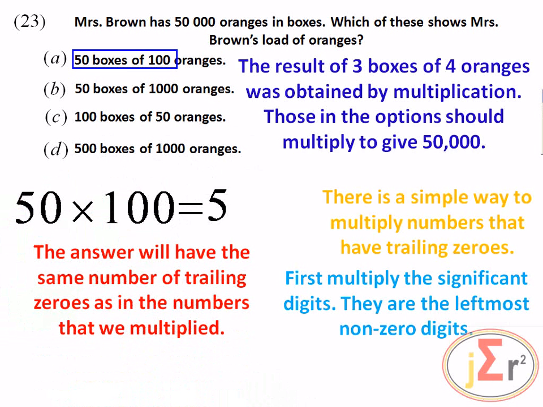The answer will have the same number of trailing zeros as in the numbers that we multiplied. So when multiplying numbers, we multiply first the significant digits. That gives us 5. Then the answer will have the same number of trailing zeros as the numbers that we multiply. And how many trailing zeros do we have? 3. Right, so 1, 2, 3. We have 3 trailing zeros in the numbers that we are multiplying. We will therefore have 3 trailing zeros in the answer.